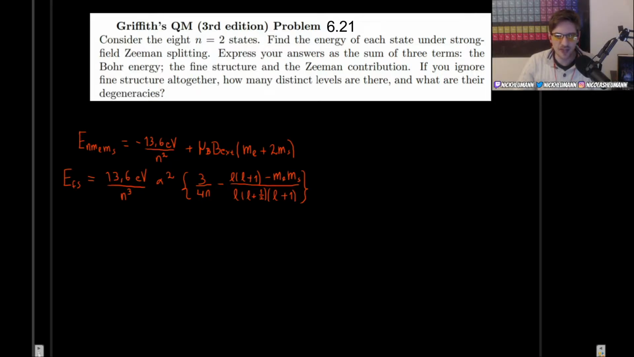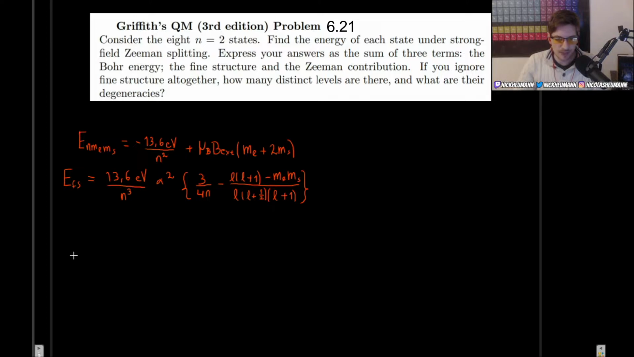So we want to find the energy of each state. So basically we want to apply the formulas that we already found, these ones right here, to find the energies. And they tell us that it has to be the sum of three terms, so Bohr energy, fine structure, and Zeeman. So basically everything that we have seen. Bohr energy is this part right here. This is simply the energy that we saw in Quantum Mechanics 1, in the first set of lectures, and there's nothing too crazy about that. This is the Zeeman contribution, and all of this is the fine structure. All right, so if we want to find the total energy, we're going to have to add these two up.